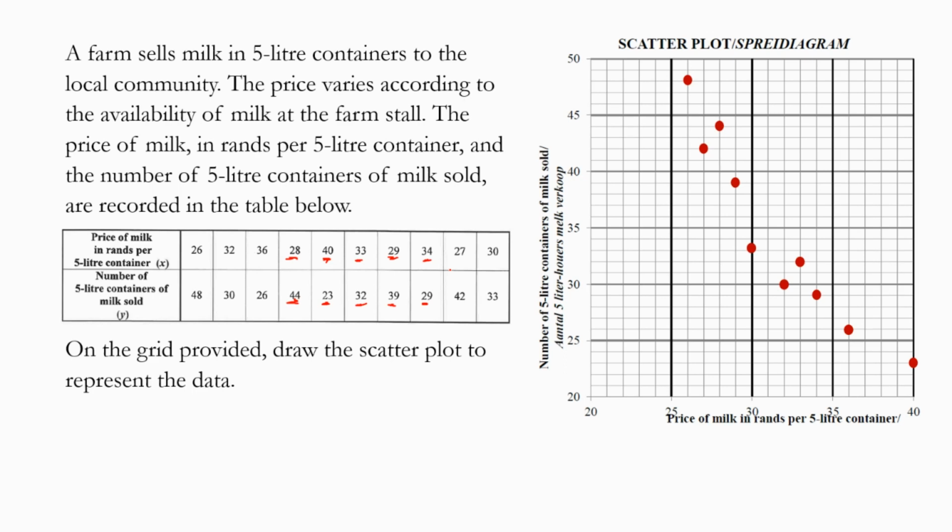Done. Can you describe the correlation here? This is a negative correlation. As the price increases, the number of 5-liter containers what? Decreases. That's a negative correlation. It's a strong negative correlation because you can see that the points that we plotted are sort of clustered around what? A straight line like that, okay?